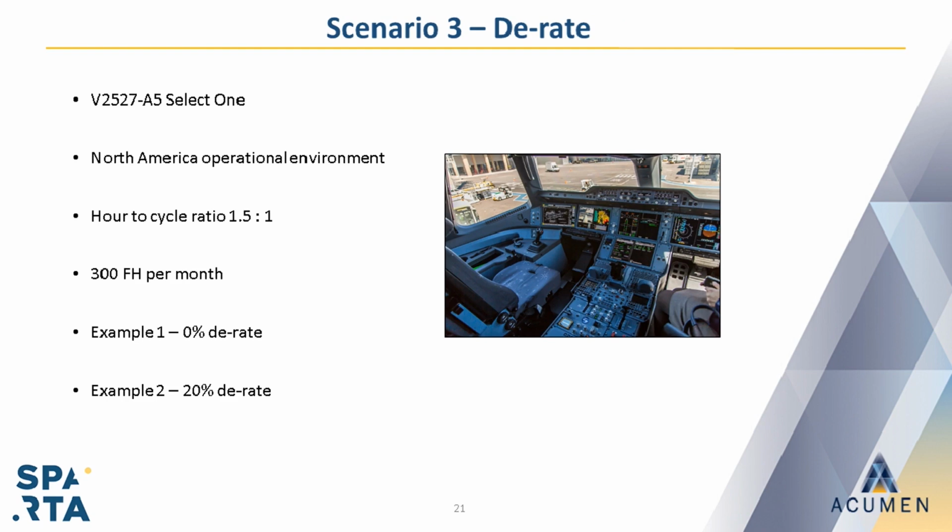Finally, for scenario 3, we'll be looking at the effective D rate. We'll be looking at a V2527-A5 Select 1 operating 300 hours per month in North America and an hour-to-cycle ratio of 1.5 to 1. For the first example, we'll be looking at an engine operating with 0 D rate. And for the second example, we'll be looking at the impact of operating with 20% D rate.